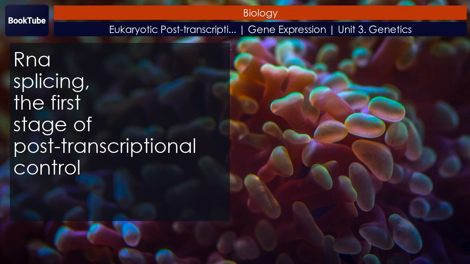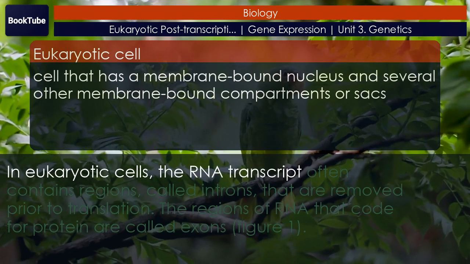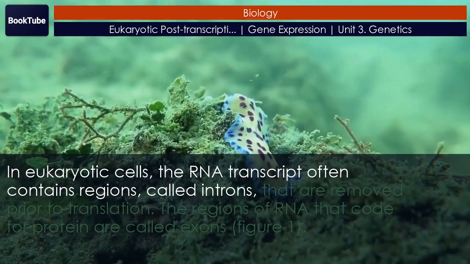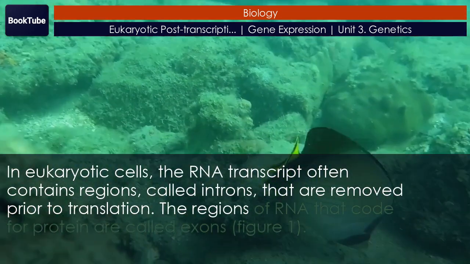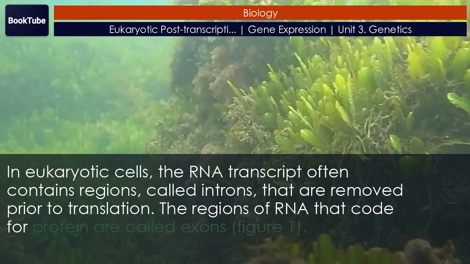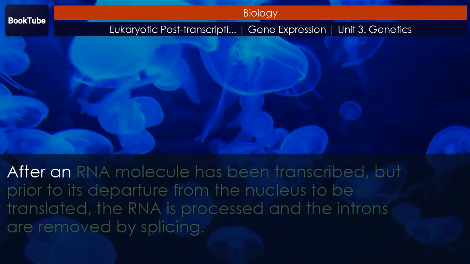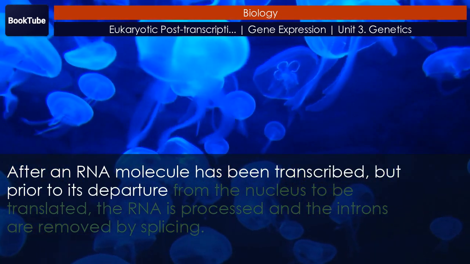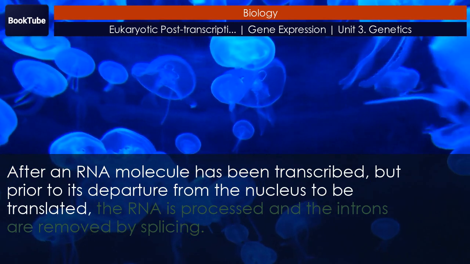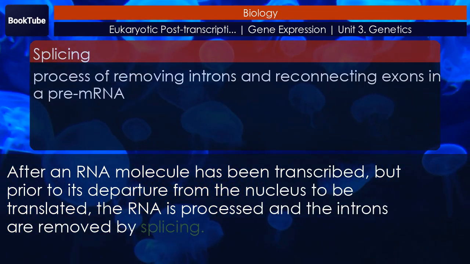RNA splicing, the first stage of post-transcriptional control. In eukaryotic cells, the RNA transcript often contains regions, called introns, that are removed prior to translation. The regions of RNA that code for protein are called exons. Figure 1. After an RNA molecule has been transcribed, but prior to its departure from the nucleus to be translated, the RNA is processed and the introns are removed by splicing.